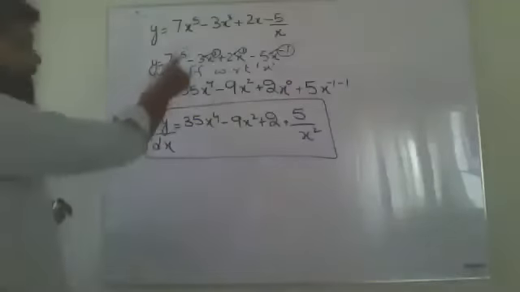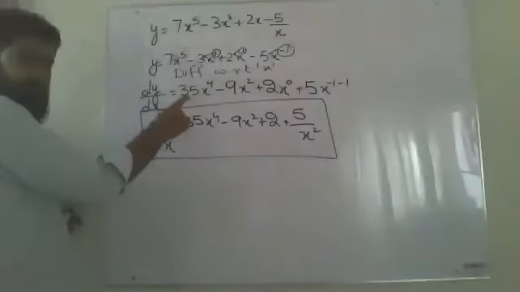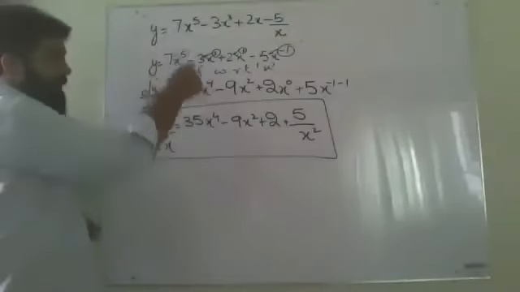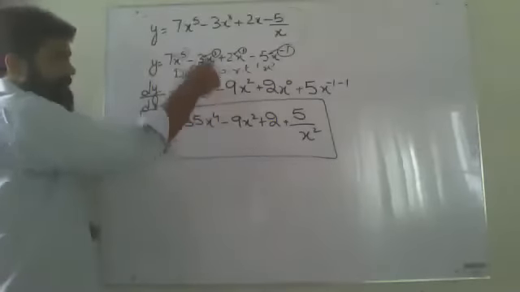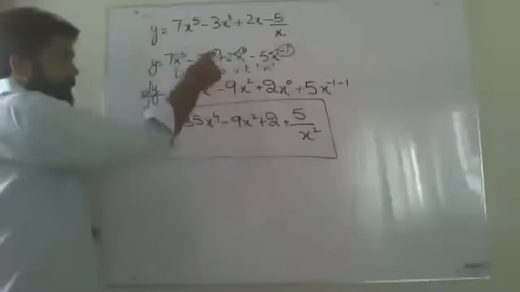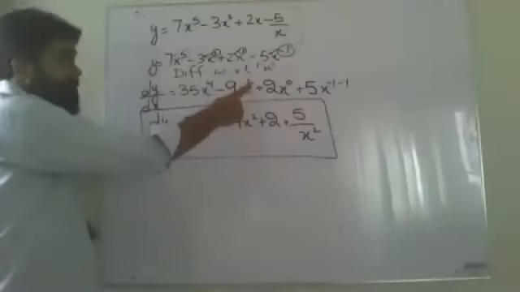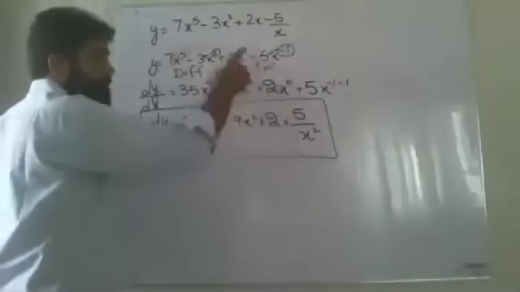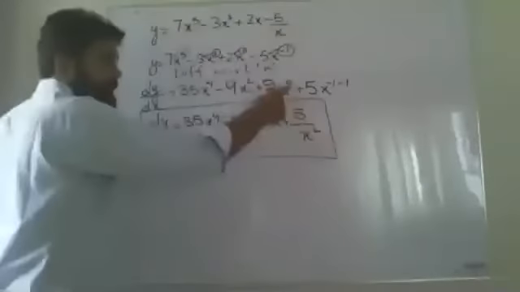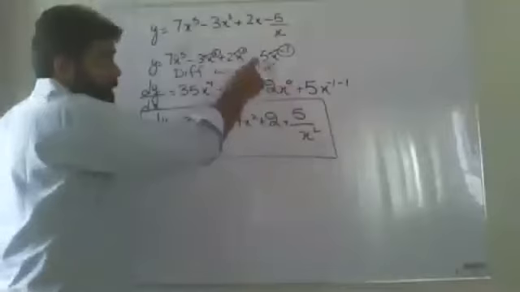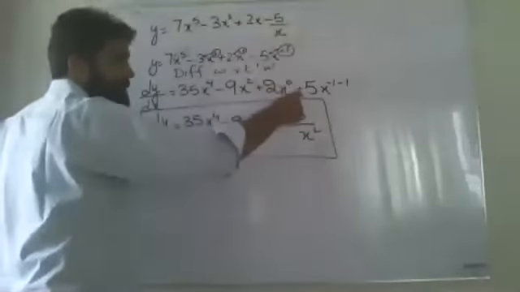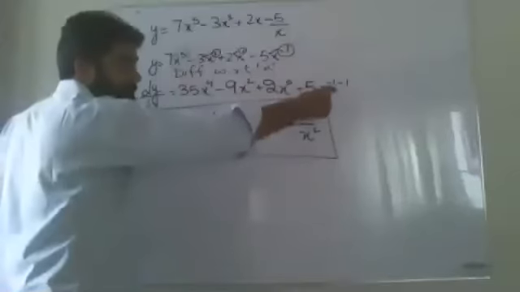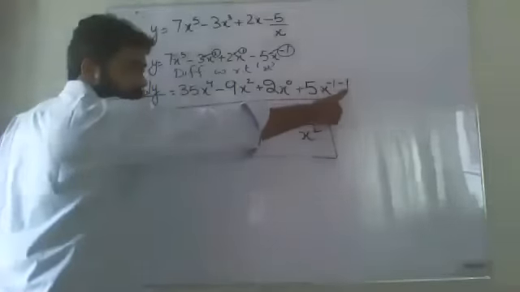Okay, so what I have done: 5 into 7 is 35 and the power of 5 is reduced by 1, so 5 becomes 4. Minus sign remains. 3 into 3 will be 9 and power is reduced by 1. 1 is there, 1 multiplied by 2 is 2 and power is reduced by 1, so the power of x which was 1 is now 0. Minus 1 multiplied by minus 5 will be plus 5, and the power of x which was minus 1 is again reduced by 1.